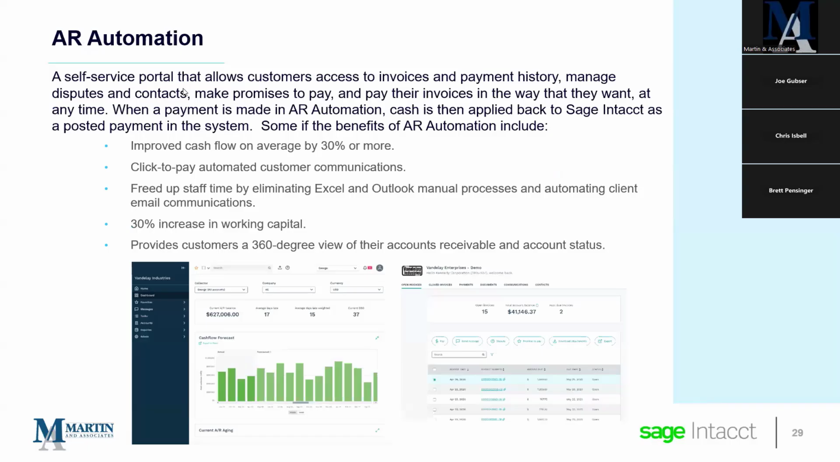And then AR automation is a self-service portal. There's both a customer front end to it here and a back end, kind of credit manager front end as well. So the customer side is where they can log on and see their invoices, make payments, things of that nature on their invoices. And then on the back end side, this is where you can record notes of you talk to this customer and they said X about their invoices. So you have both the front end and the back end side of that AR automation.